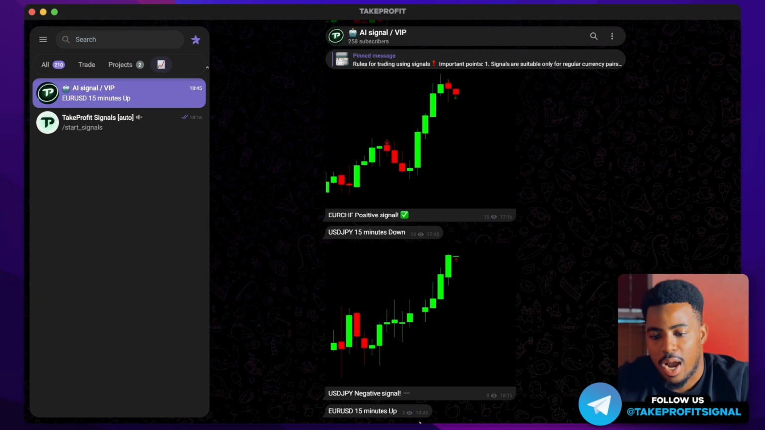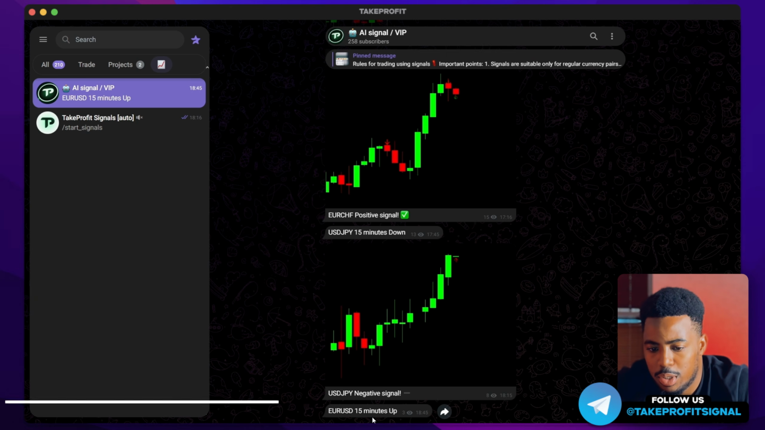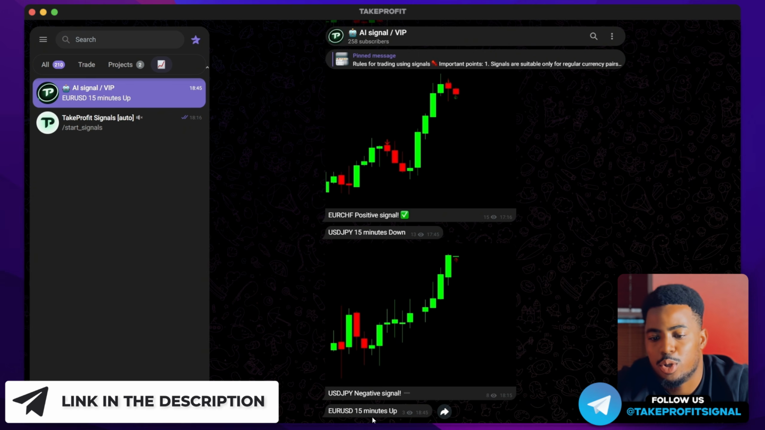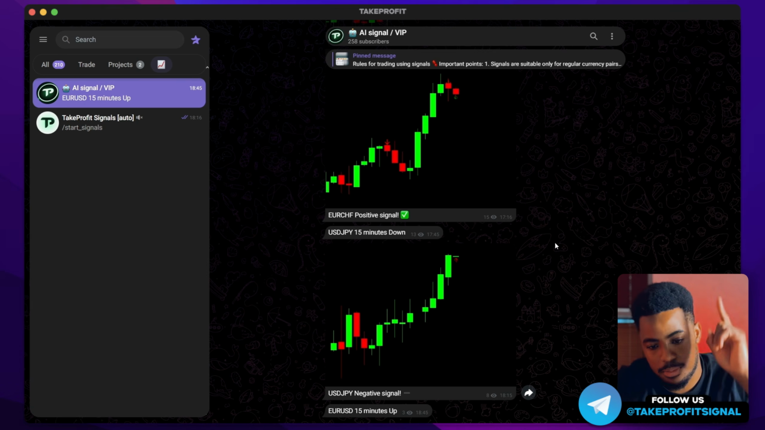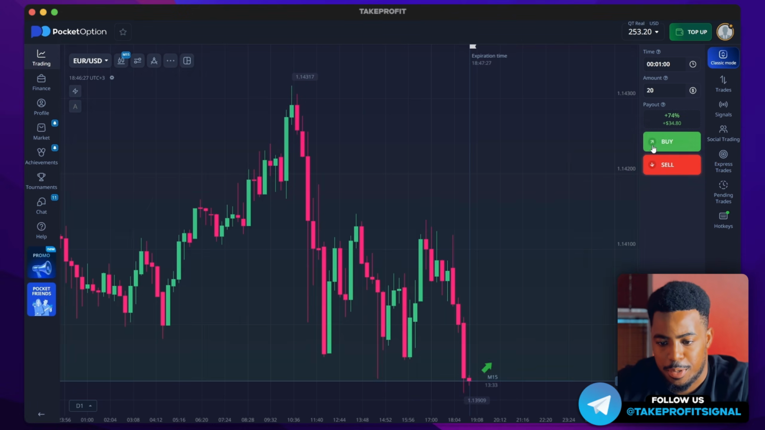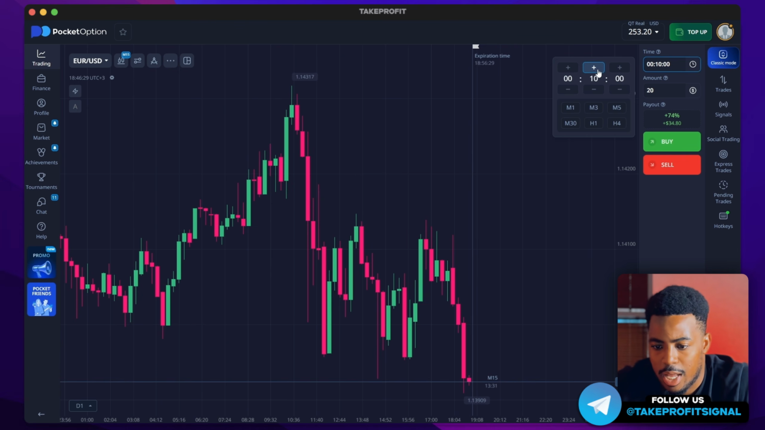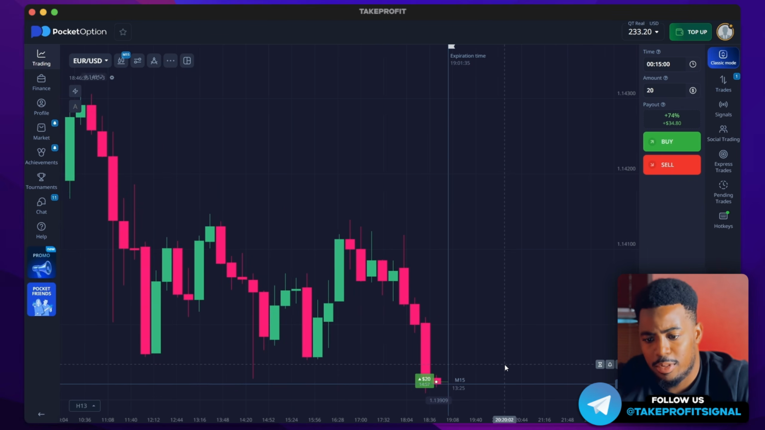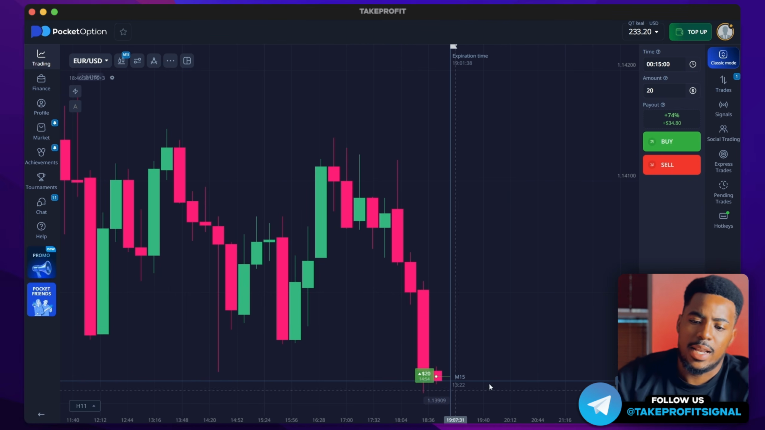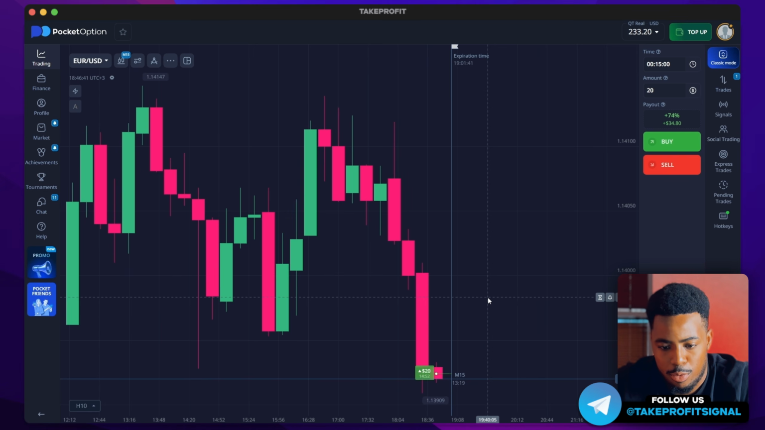So for the next trade, I will use my trading robot, which provides signals generated by a neural network. We receive the signal from the EUR/USD currency pair for 15 minutes to go up. So the EUR/USD currency pair, $20, entering for an upward movement. My position is open. If the trade closes in profit, I will earn a net of 74% on my trade amount.